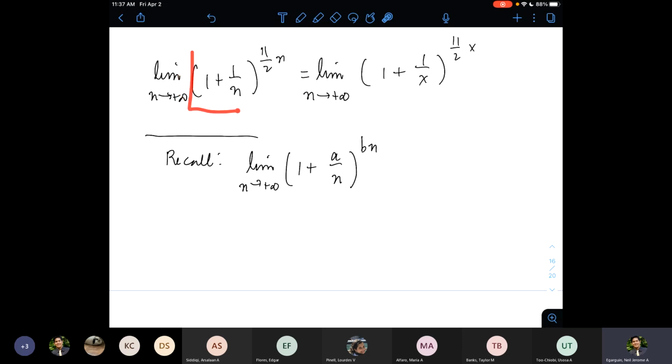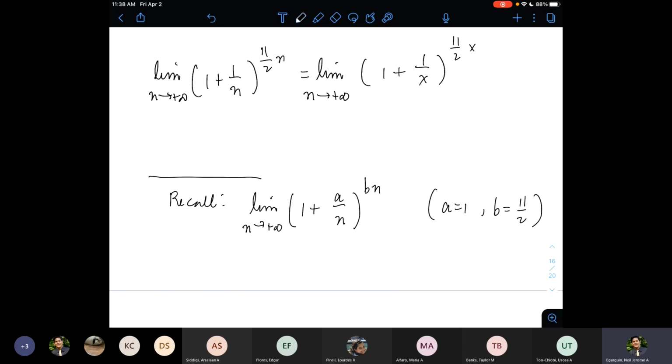So if you compare this with this one, you can conclude that here a is equal to 1 because you have this, right? Oh, it's perfectly fine because I have the n there. I have the 1 in front. And then I have the n here and the n there. So that means b is 11 halves, right? So that means the limit here is equal to e to the ab. Oh, and it's that easy.